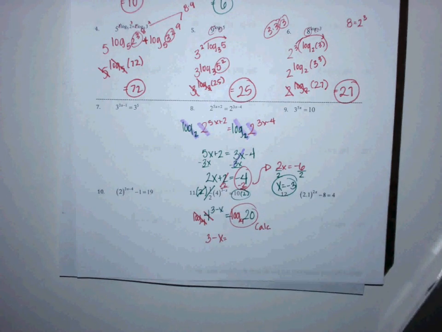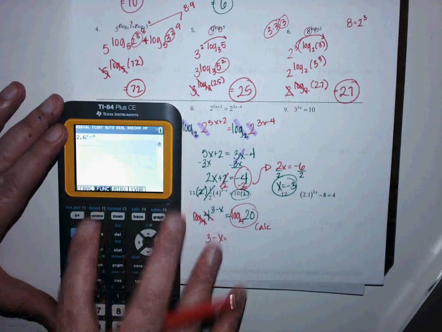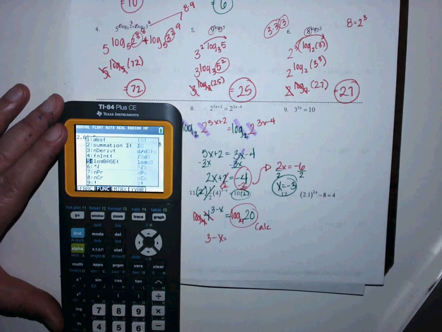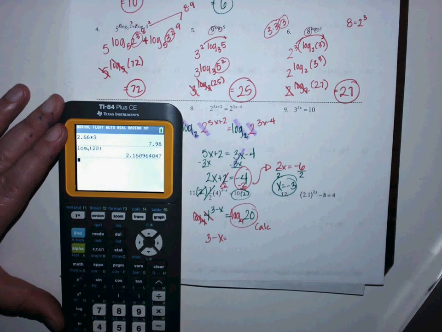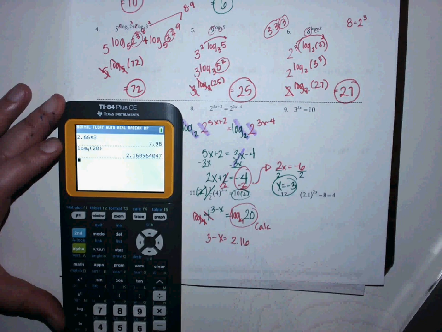So let me grab one of those, show you how to do it in case you have forgotten. Okay, so you're going to do alpha window, alpha here, window here, go down to number 5, which says log base, and then I'm going to let 4 be my little number, 20 be my big number. So I did log base 4 of 20 equals, and then I got 2.16.